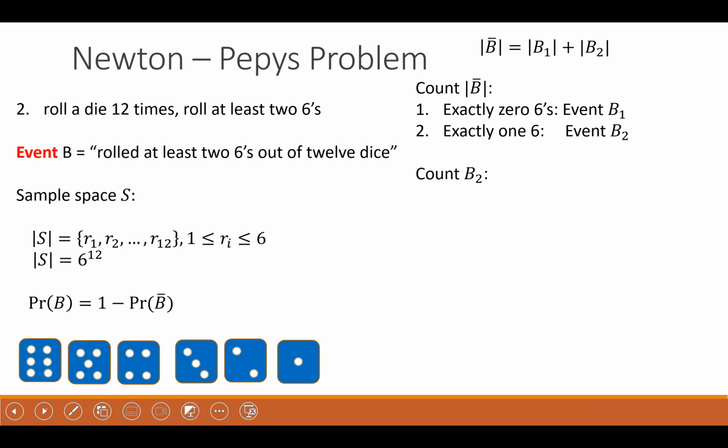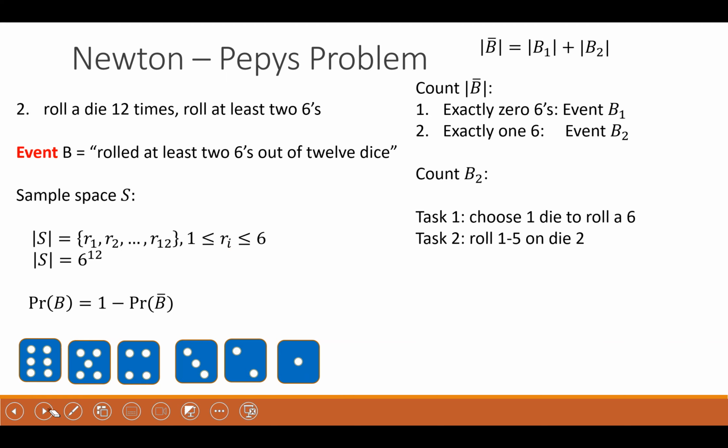B2, this one's a little trickier. I have exactly 1 6. 12 dice, they're numbered 1 through 12. I'm rolling a single die 12 times. We're going to impose this order on them because it's easier to count that way. If I have exactly 1 6, it could be that the 6 occurred on the first roll, the second roll, the third roll, fourth roll, up to the 12th roll. So the first thing I'm going to do is choose one of my 12 dice for this 6 to come up on.